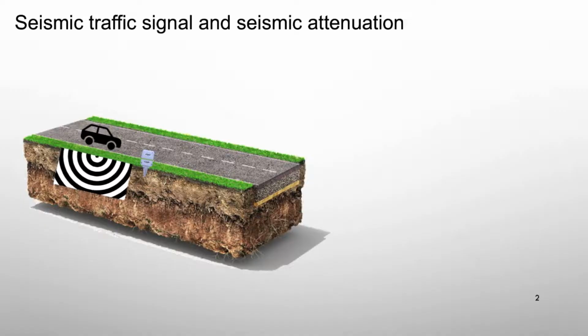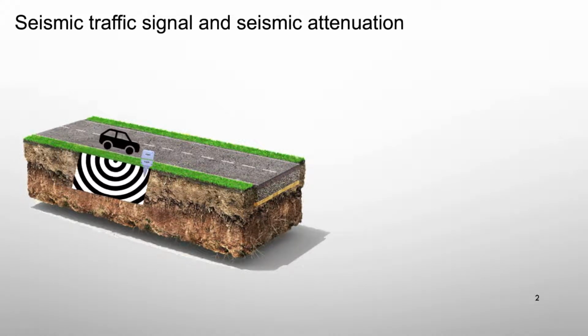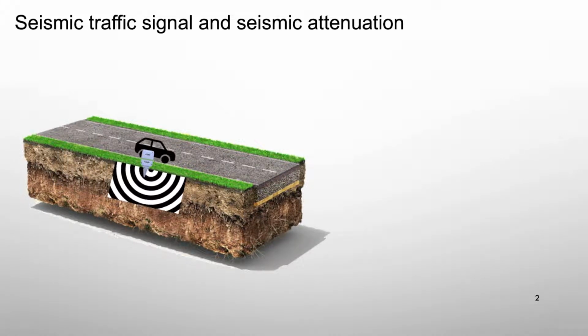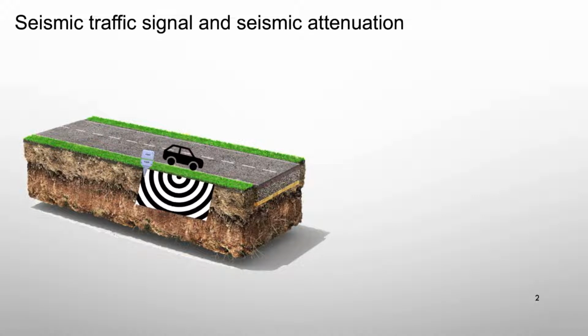Take traffic signal as an example. When a car is running on the road, it can be taken as a moving source, which constantly generates seismic waves. The seismic waves then propagate in the near surface and then reflect back. These seismic waves can be recorded by a seismic sensor buried in the soil.